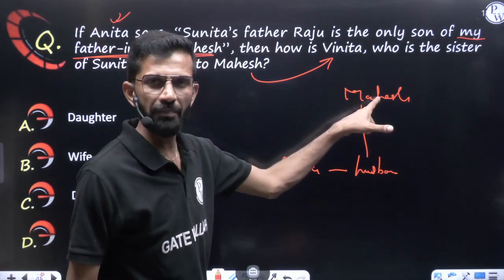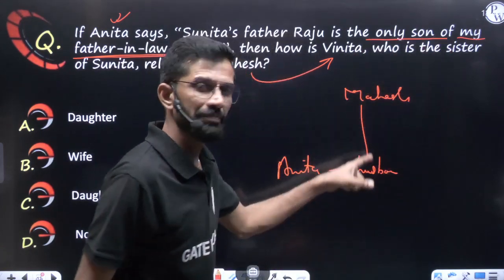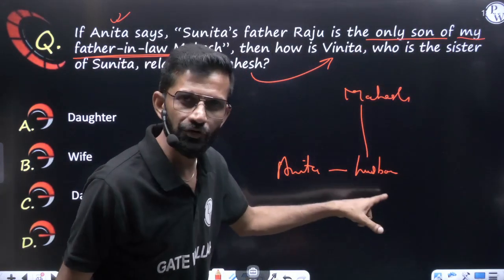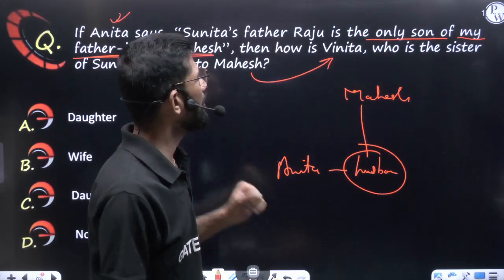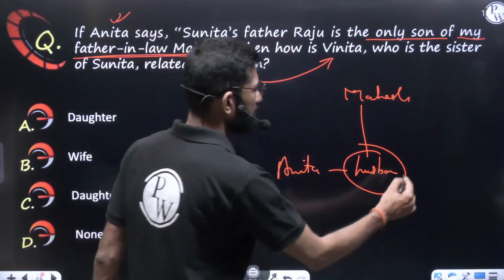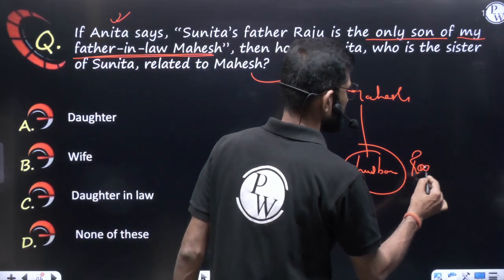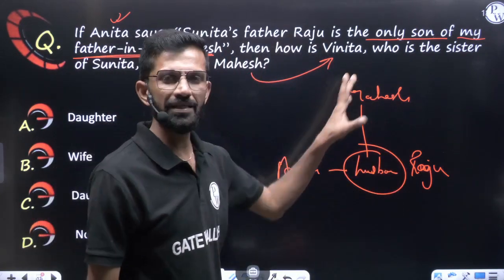My father-in-law Mahesh is having only one son. Who will be that son? That is Anita's husband. Further, Raju is the only son. So the husband's name here becomes Raju. So this is Raju. Anita and Raju are a married couple. Raju's father name is Mahesh.